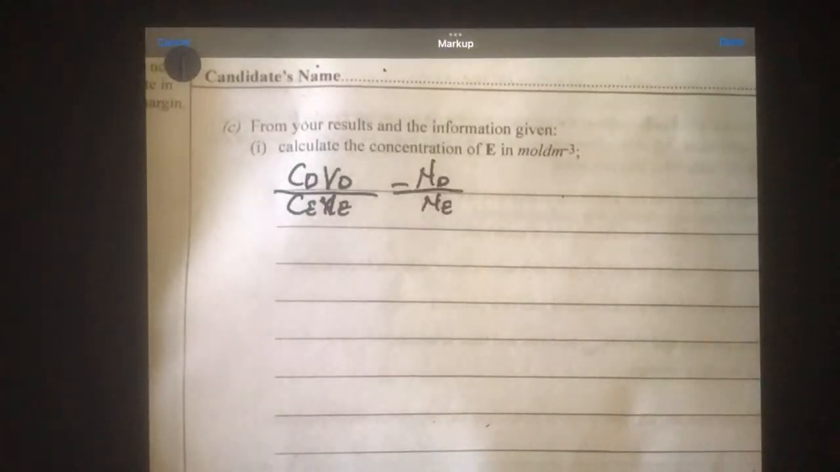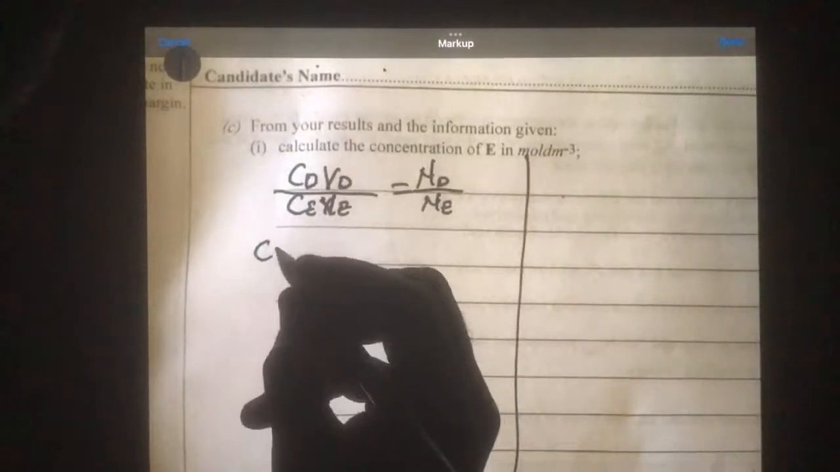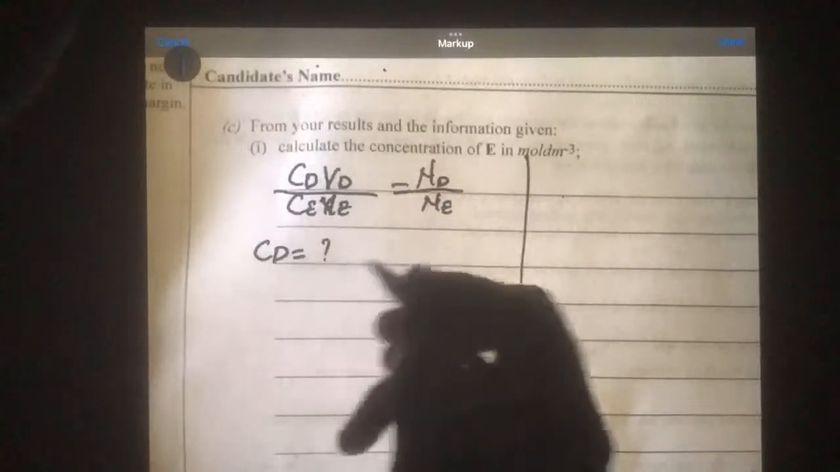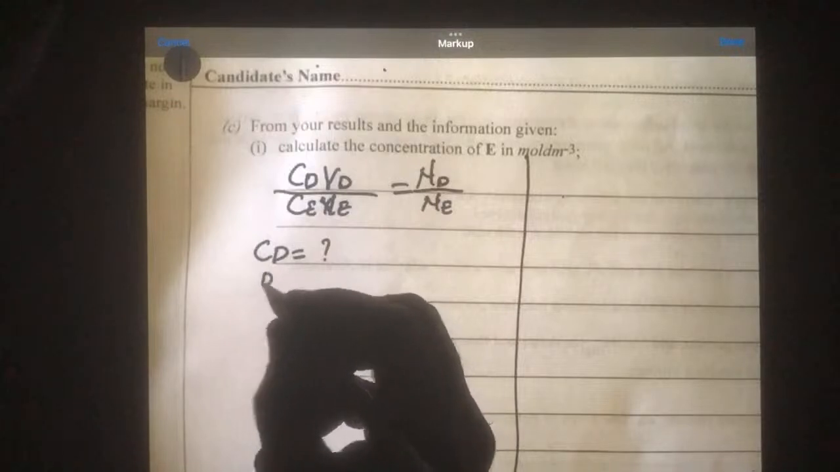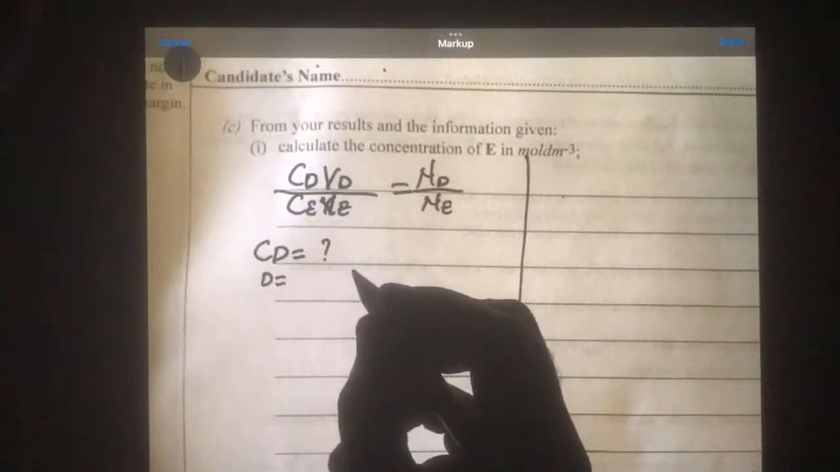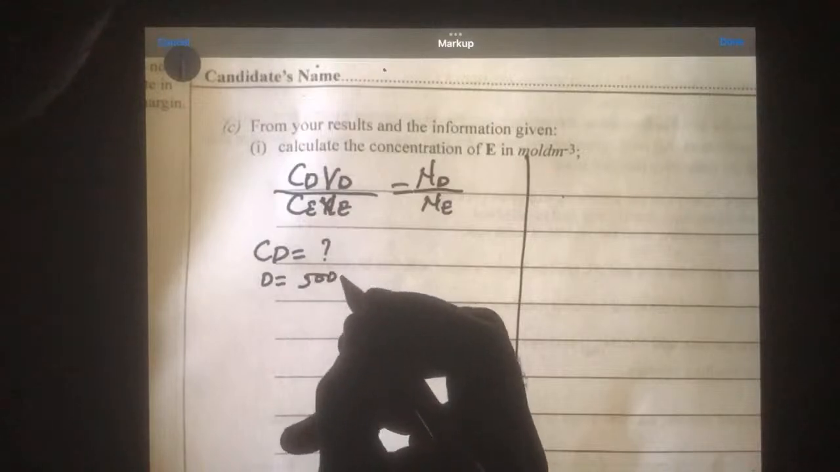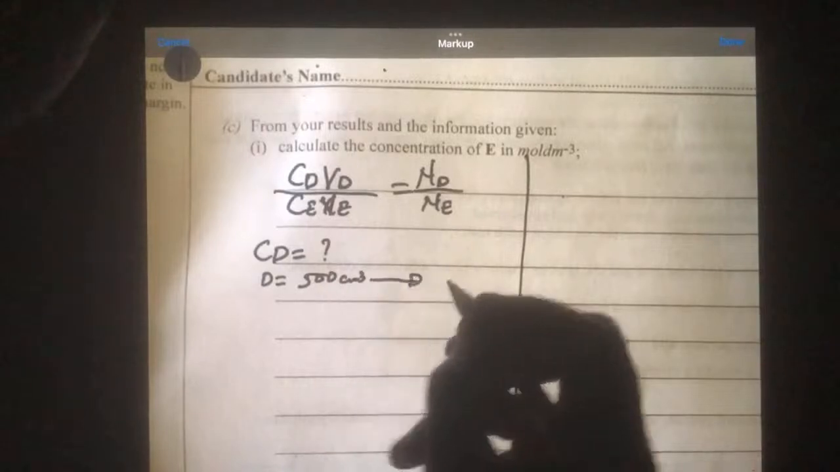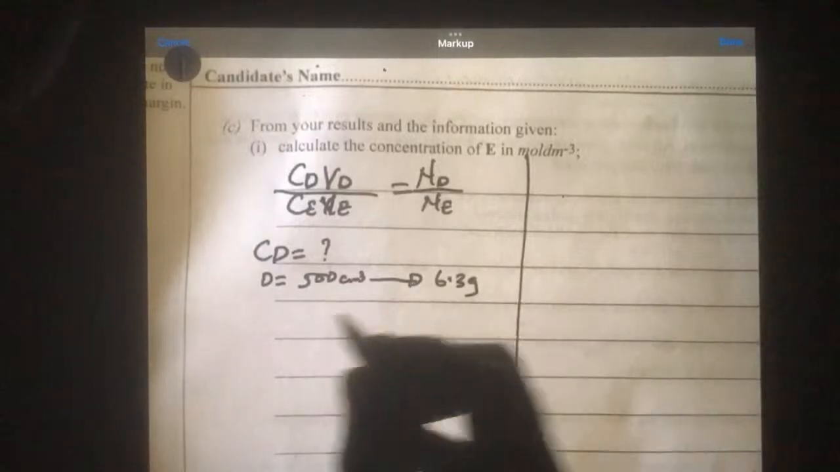Now, the thing there is that we are required to pass through something. We need to get our CD first because it wasn't given. CD is now what first? We need to tell the examiner that D is what? From the question, they told us that D has, in 500 cm cube, that D contained 6.3 grams of HNO3.